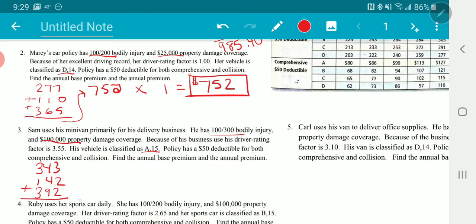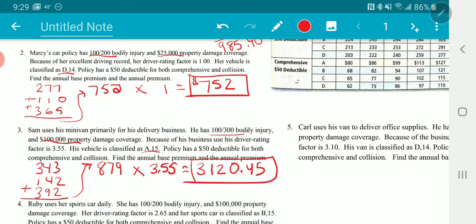So again, I've got to add all those up. Annual base premium comes to $879, multiplied by my driver rating factor of 3.55, and my annual premium comes to $3,120.45. I would not want that for my insurance every year.